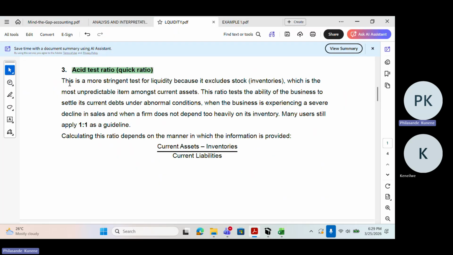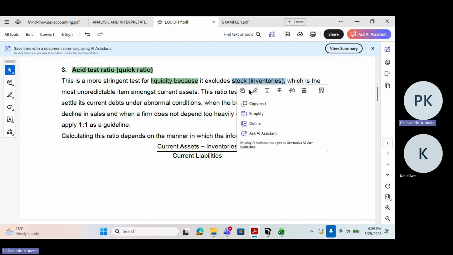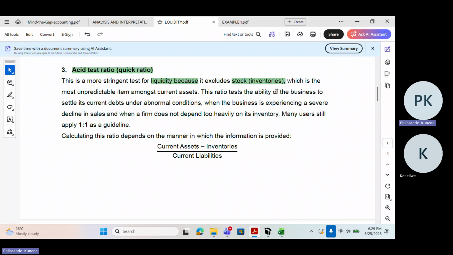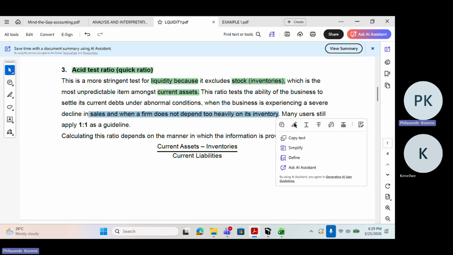because we also have a norm here. This is the most stringent test for liquidity because it excludes stock, which is inventory, the most unpredictable item amongst the current assets. This ratio tests the ability of the business to settle its current debt under abnormal conditions, when the business is experiencing a severe decline in sales and when the firm does not depend too heavily on its inventory.